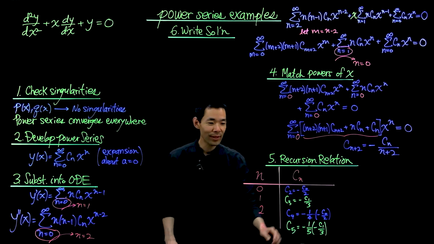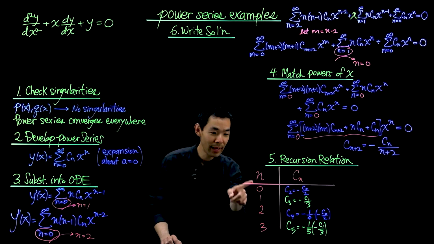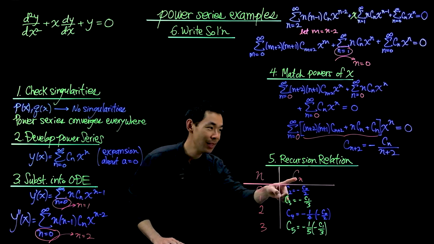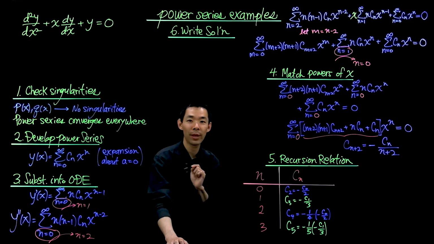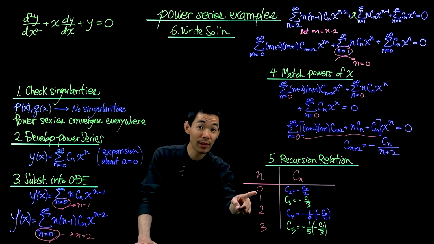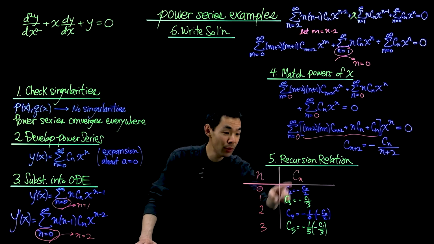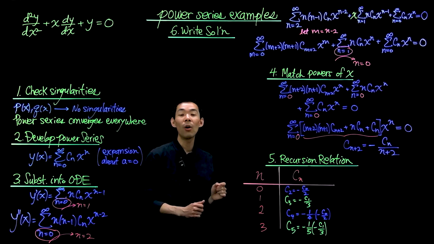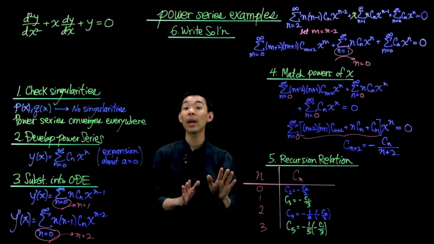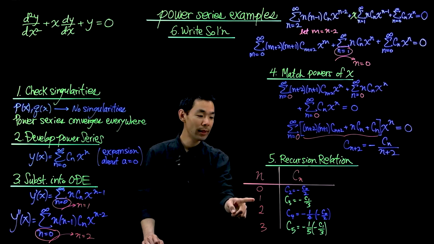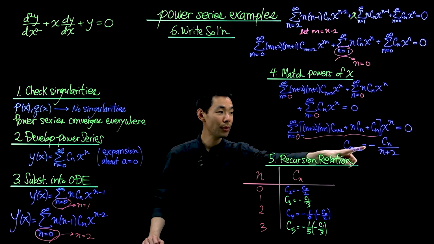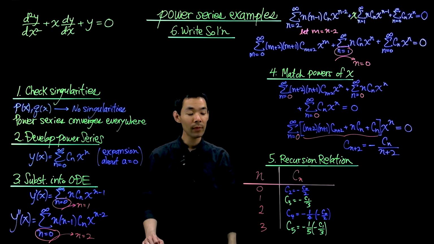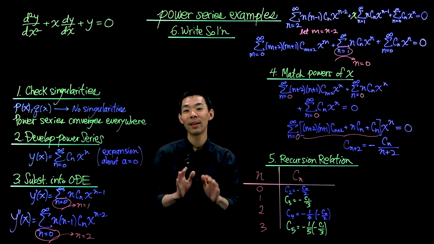All right, let's construct this table for the index n for the first couple of entries, and c sub n following this recursion relationship. So when n is equal to 0, that is c2 is equal to negative c0 divided by 2. Now, we don't know what c0 is. That's OK. Let's keep going. N of 1, c3 is equal to negative of c1 divided by 3. We don't know what c1 is. Let's not worry about that.